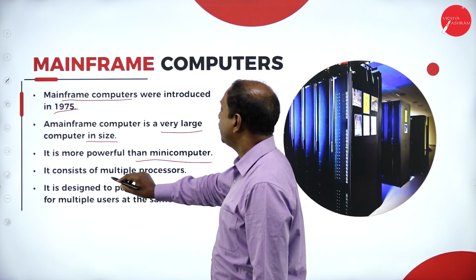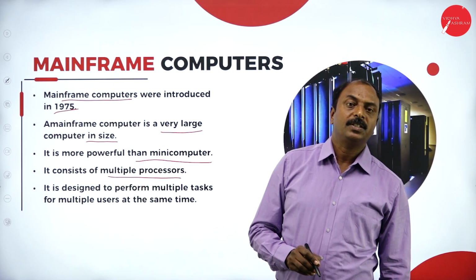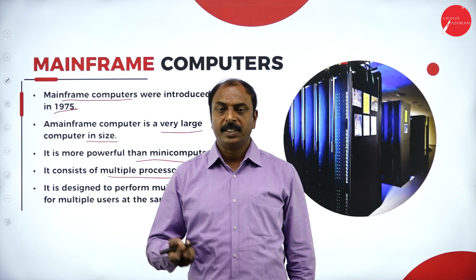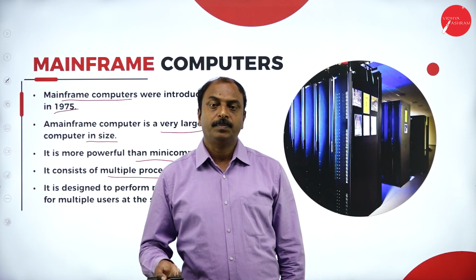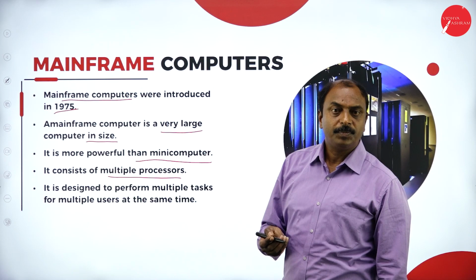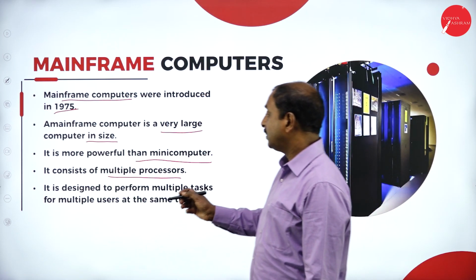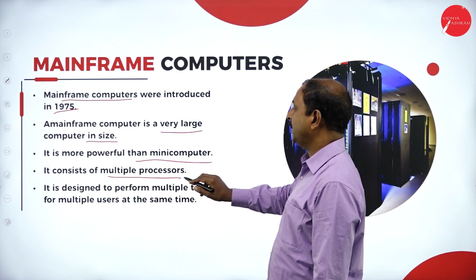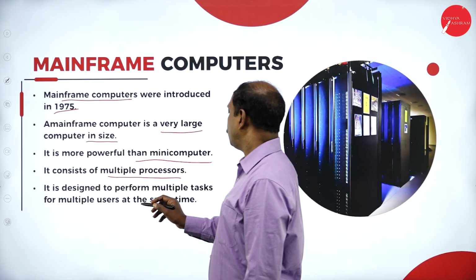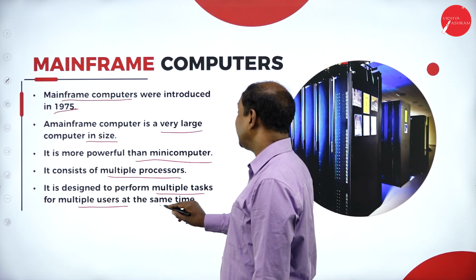It consists of multiple processors. Suppose there are around 10 processors in a computer system, you can imagine the capacity of that particular computer. In the previous versions, the microcomputer has one processor and mini computers two or more, and this has still more multiple processors. It is designed to perform multiple tasks for multiple users at the same time.